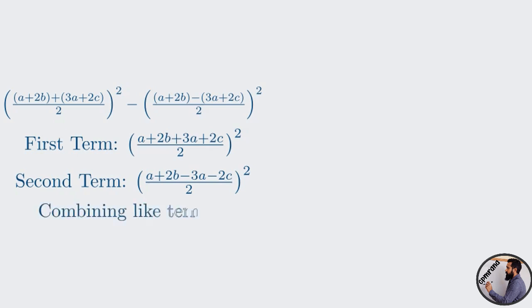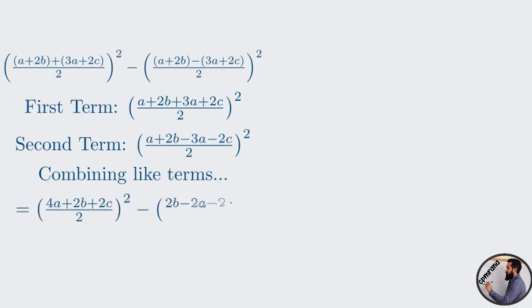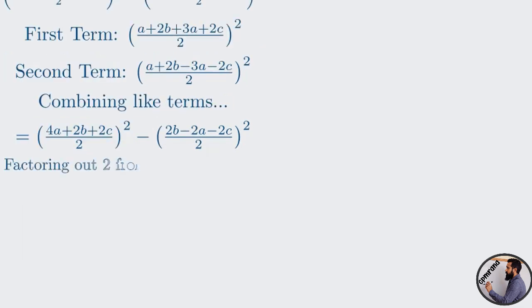Next, let's combine the like terms. In the first numerator, we have a and 3a, which combine to 4a. So the first fraction becomes (4a+2b+2c)/2. In the second numerator, a minus 3a gives us negative 2a, so that fraction becomes (2b−2a−2c)/2. We are getting closer.